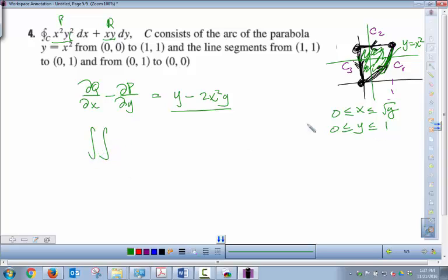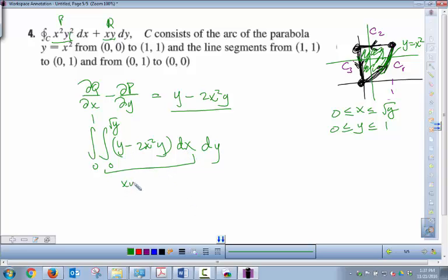I'm going to integrate the inside. First of all, my function is y minus 2x squared y. And then I'll integrate with respect to x first, going from 0 to square root of y. And then I'll integrate with respect to y, going from 0 to 1. I don't know if this looks any easier, but hopefully it does. We go inside the inside integral first. Integrate with respect to x.